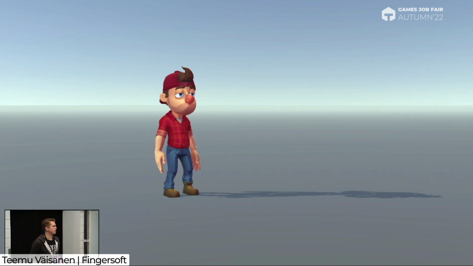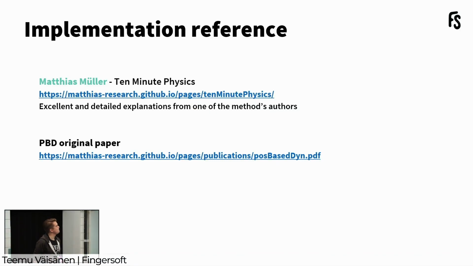And this was also super quick to set up. It's just a few distance constraints and angle constraints, and I guess that's it. But yeah, if you're interested in the details, Matthias Müller is the original author of the method, and he has this excellent project called Ten Minute Physics, and he basically explains how PBD works. And he also has a few examples of the improved version of this.